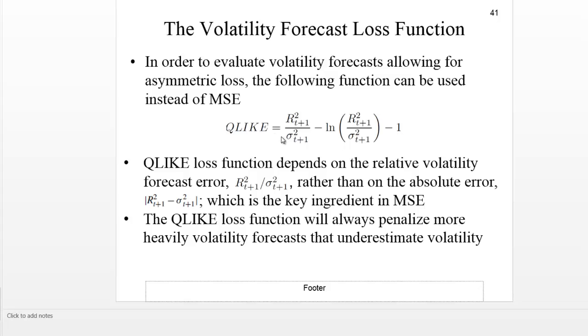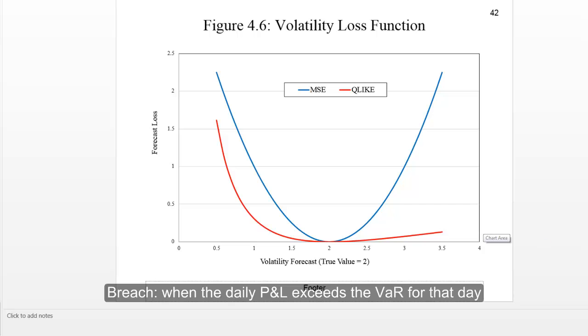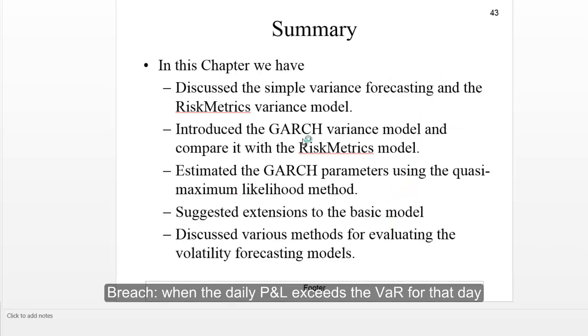So this is the QLIKE function. If we go to a graph and plot the two of them, we see that the mean squared error penalizes both sides equally, whereas the QLIKE penalizes underestimation of volatility more than overestimation. Why? Because, if you remember from value at risk, we prefer volatility to be higher rather than lower. If it's lower, we might get a breach for not properly estimating our volatility, hence our value at risk. So this comes to an end.